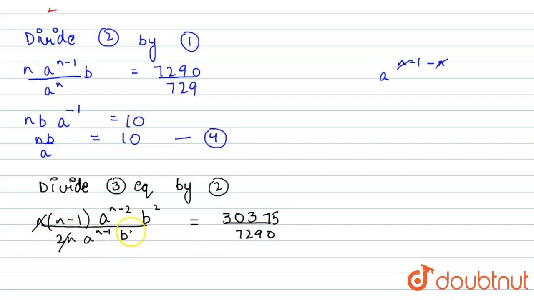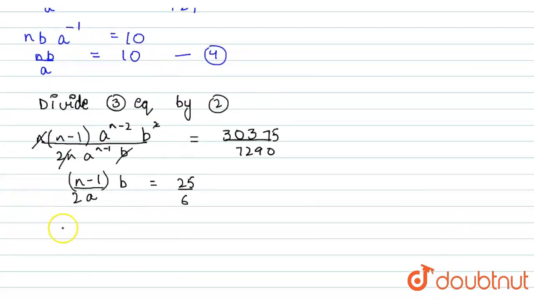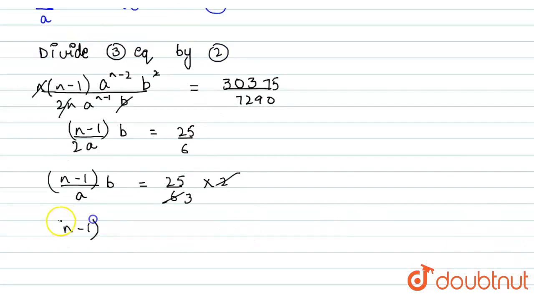n and n cancel, one b cancels, n-1 into a^(n-2) minus (n-1) is a^(-1). So our answer is (n-1) b upon a, with the 2 in division, is equal to 25 divided by 6. So (n-1) b upon a equals 25 divided by 6, the 2 is in multiplication, 2 threes are 6. So (n-1) b upon a is equal to 25 divided by 3. Now this is our fifth equation.